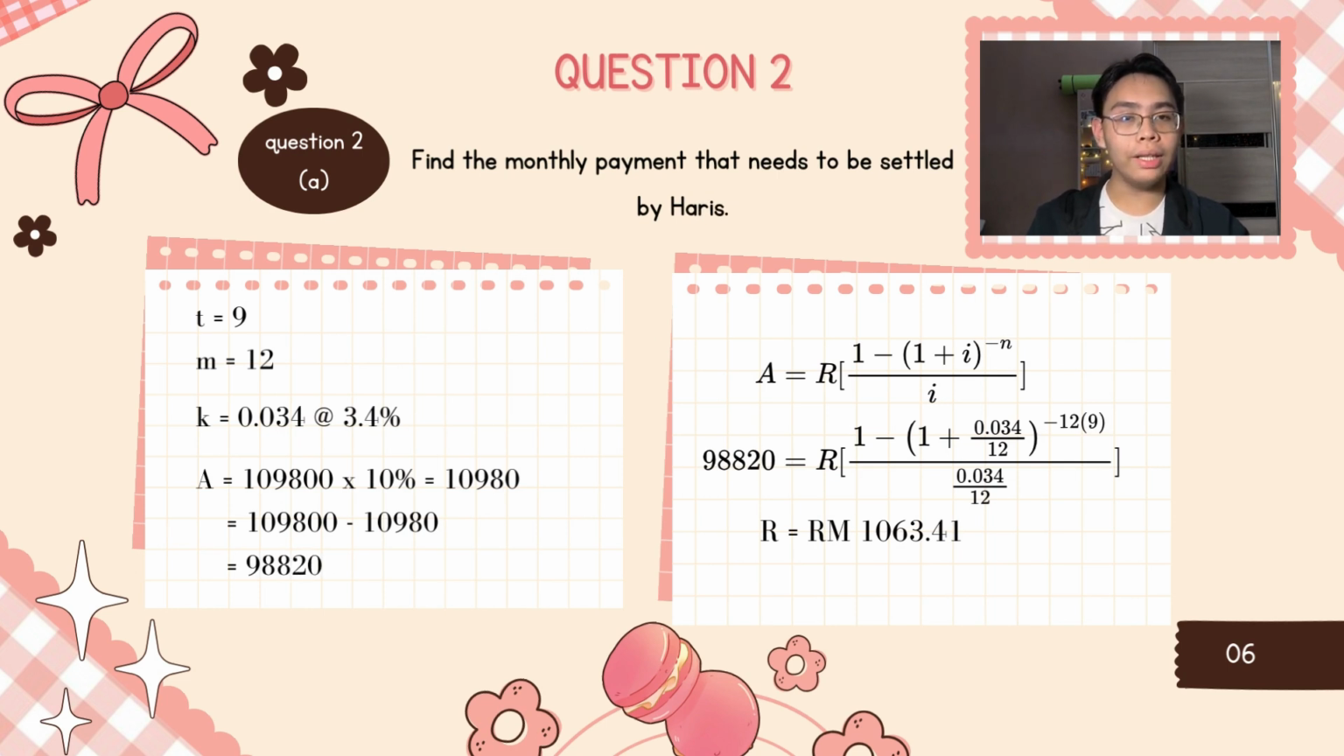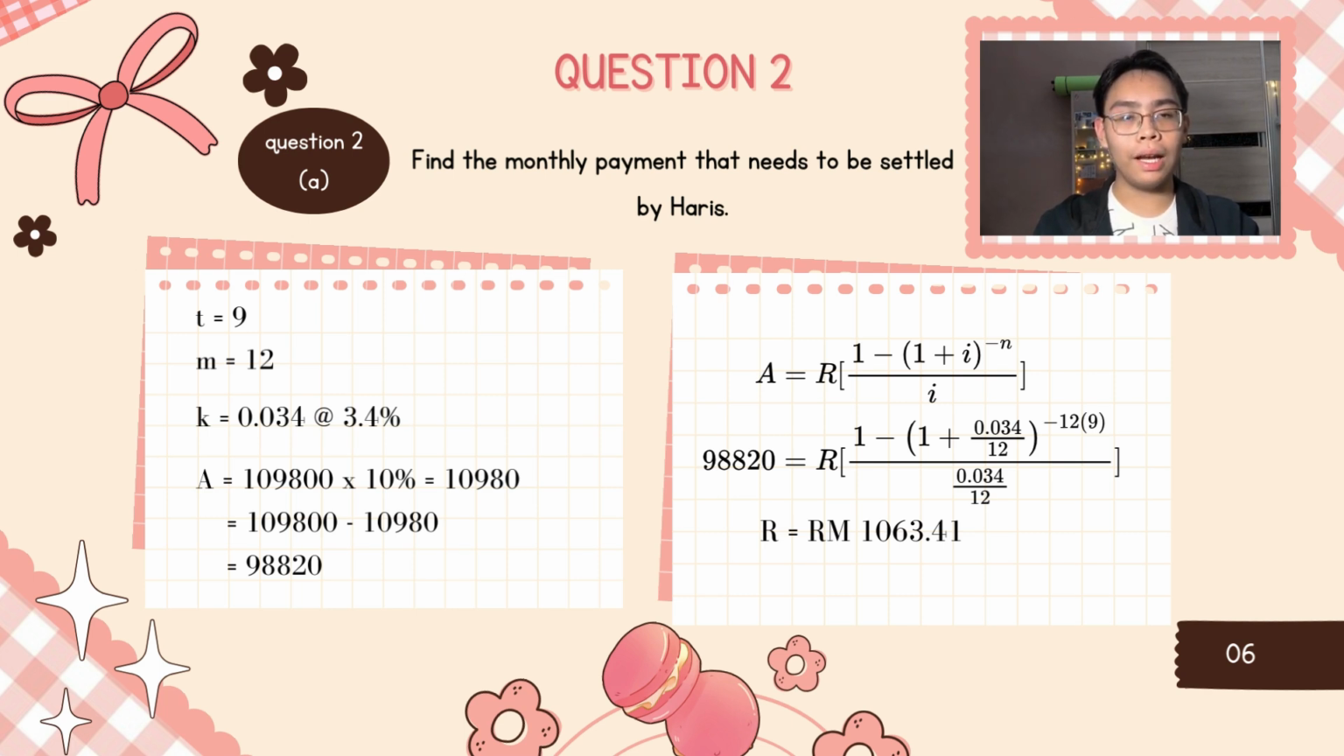T is equal to 9 years, m is equal to 12 as it is compounded monthly, and i is equal to 0.034 or 3.4%. After that, the down payment is calculated by multiplying 109,800 with 10%, and it amounts to 10,980. This amount later will be deducted from 109,800 ringgit, which amounts to 98,820.